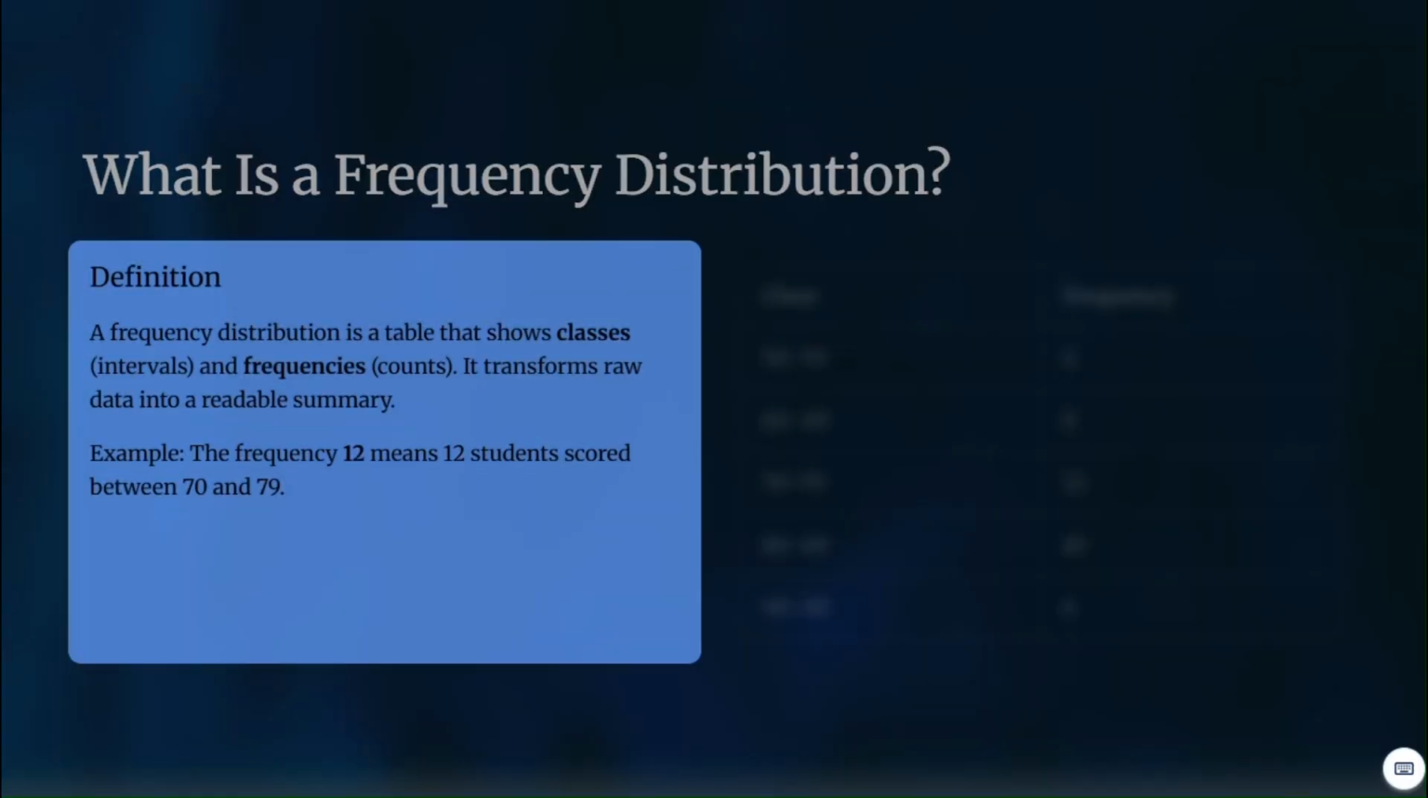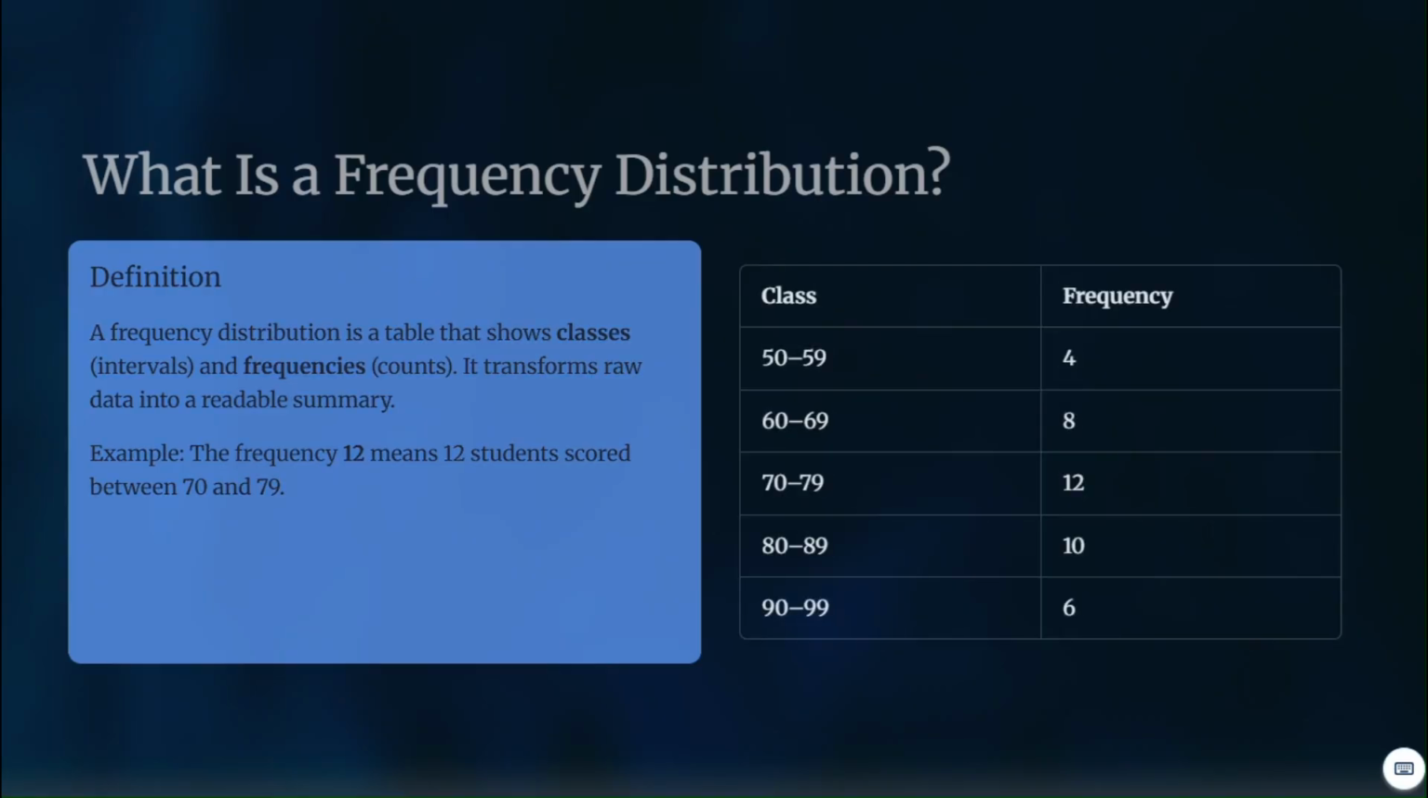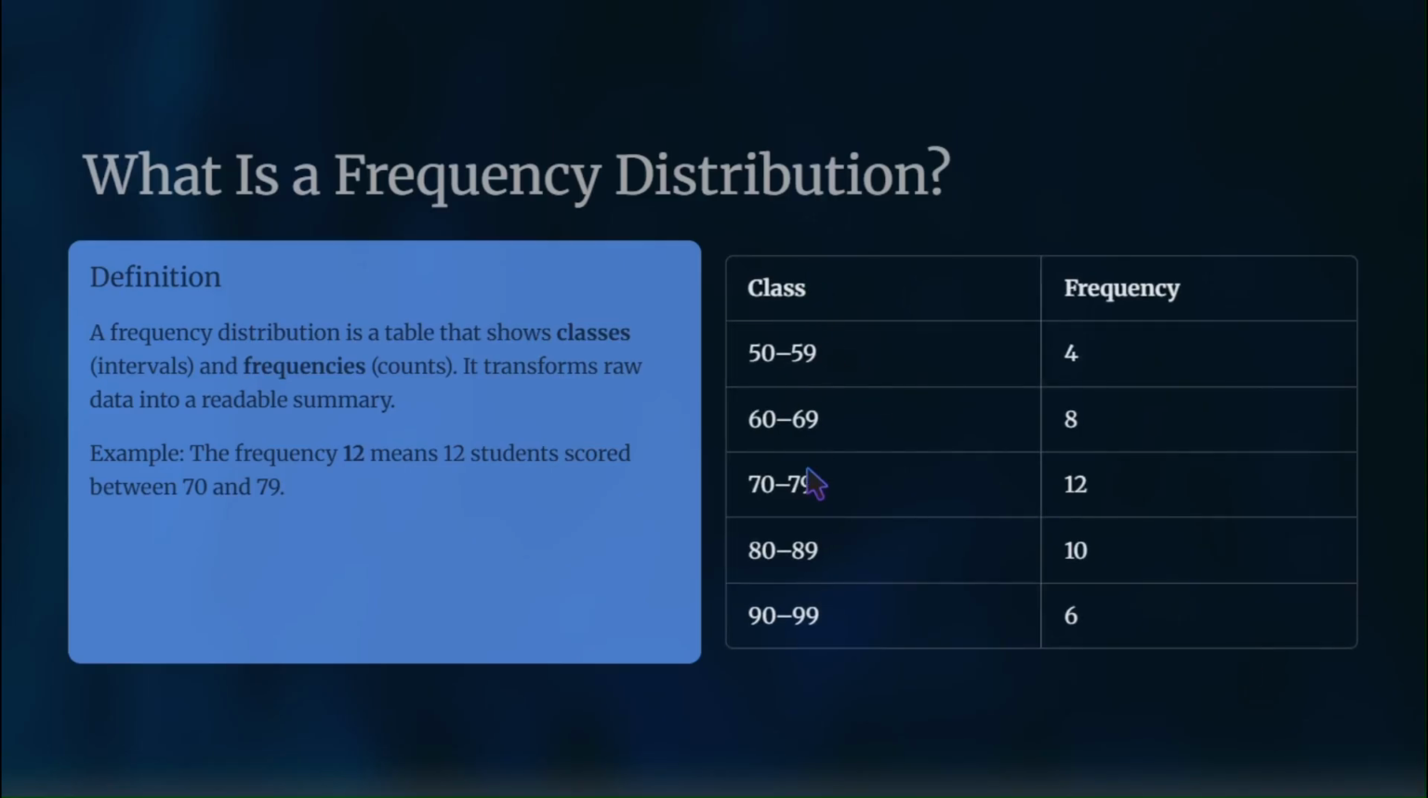A frequency distribution is a table that shows classes or intervals and frequencies or counts. It transforms raw data into a readable summary. For instance, here we have a frequency distribution. We have classes from 50 to 59, 60 to 69, 70 to 79, 80 to 89, 90 to 99. The frequency represents how many values fall within that range.